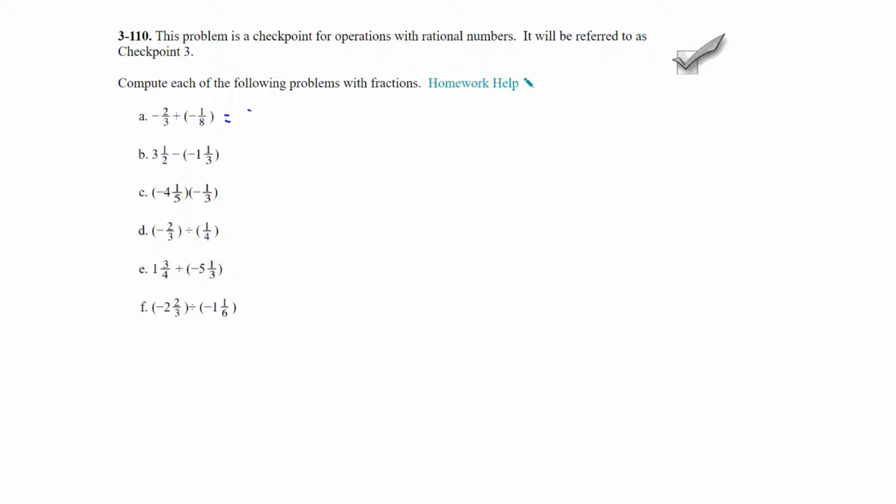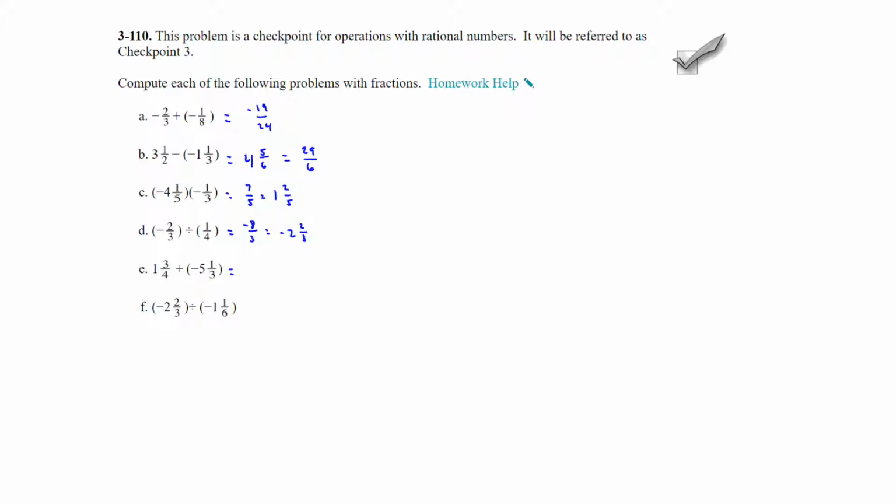So the first one is negative 19 over 24. B is going to be 4 and 5/6. That's as a mixed number. So if you want to write it as an improper fraction, that would also be equal to 29 over 6. Part C is 7 over 5. Or if you wanted to do it as a mixed number, that would be 1 and 2/5. D is equal to negative 8/3. Once again, as a mixed number, that would be negative 2 and 2/3.